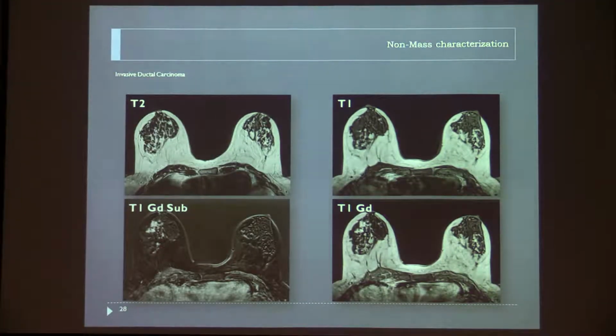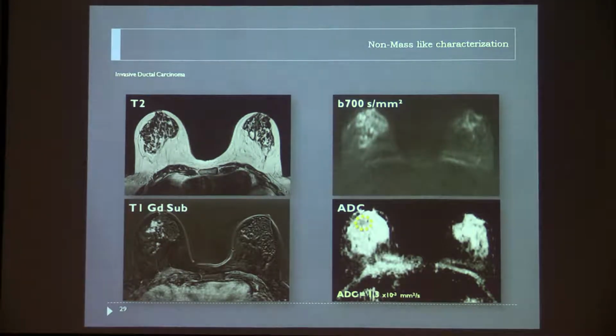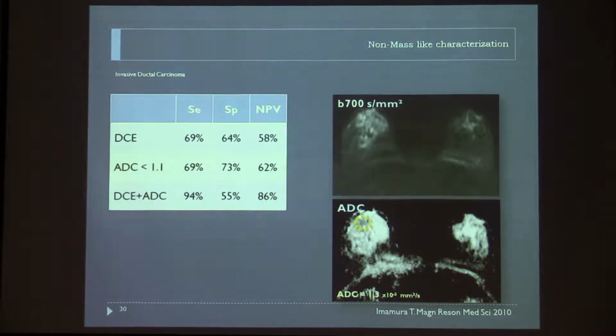What about non-mass? This is a non-mass-like lesion. I perform diffusion, and you can see 1.3. If you look at the literature, for non-mass, diffusion is not very great, because diffusion combined with the regular MRI decreases the specificity. And as I told you, we need to increase the specificity, not decrease it. So for non-mass, this is not very good.